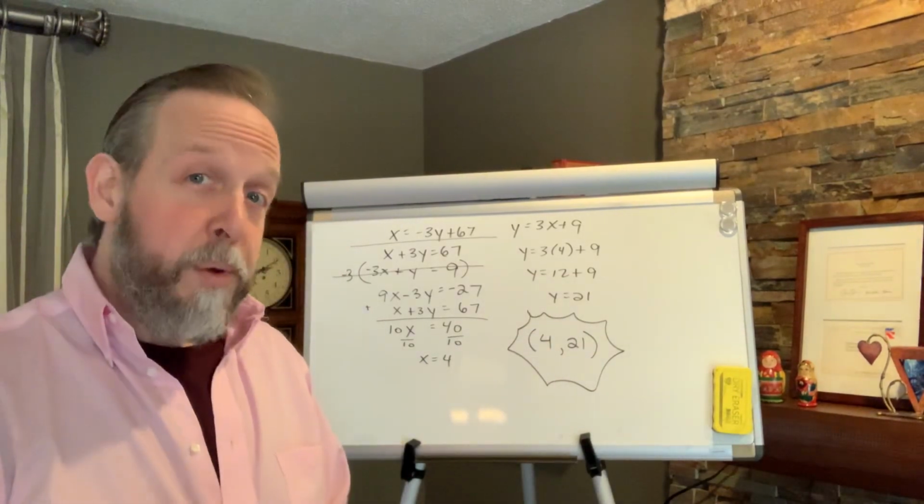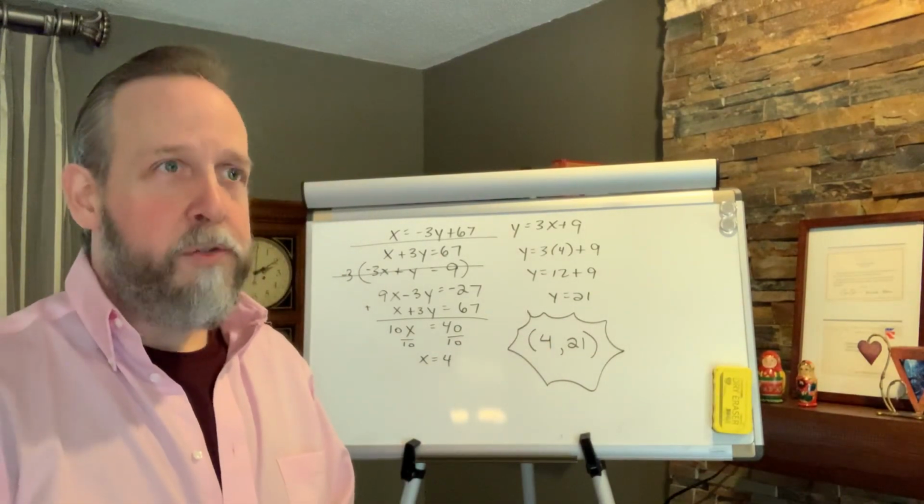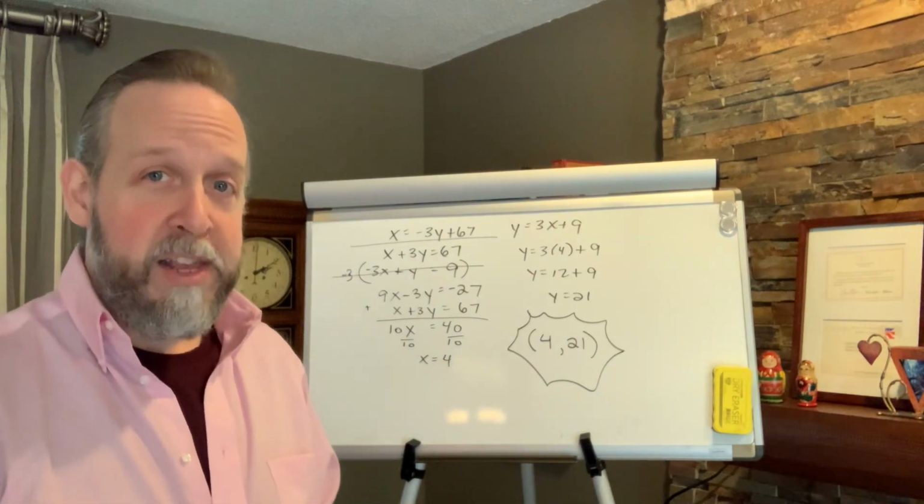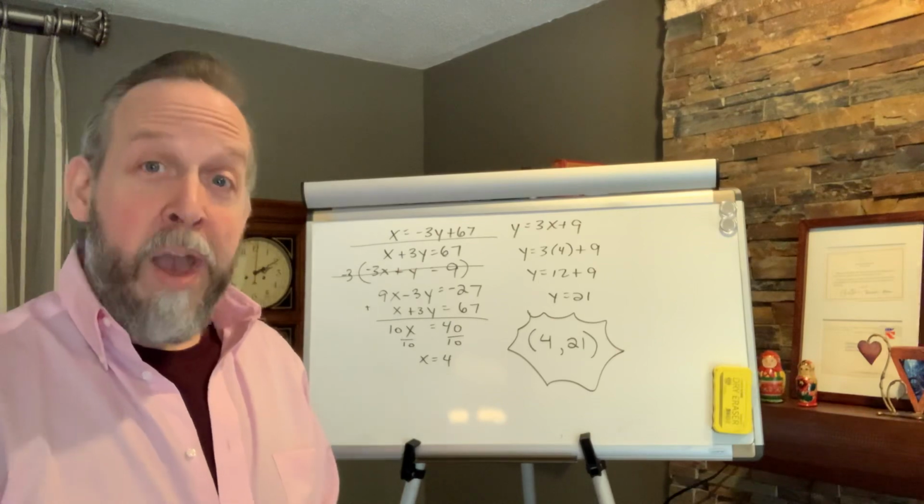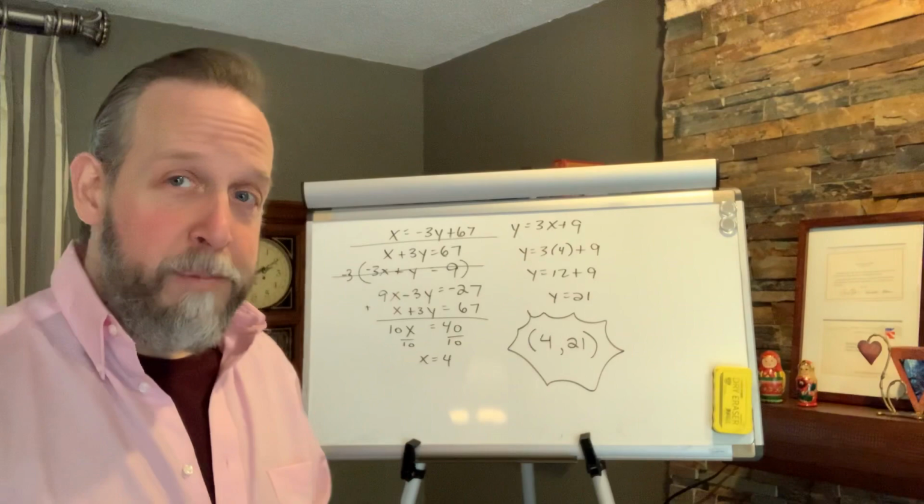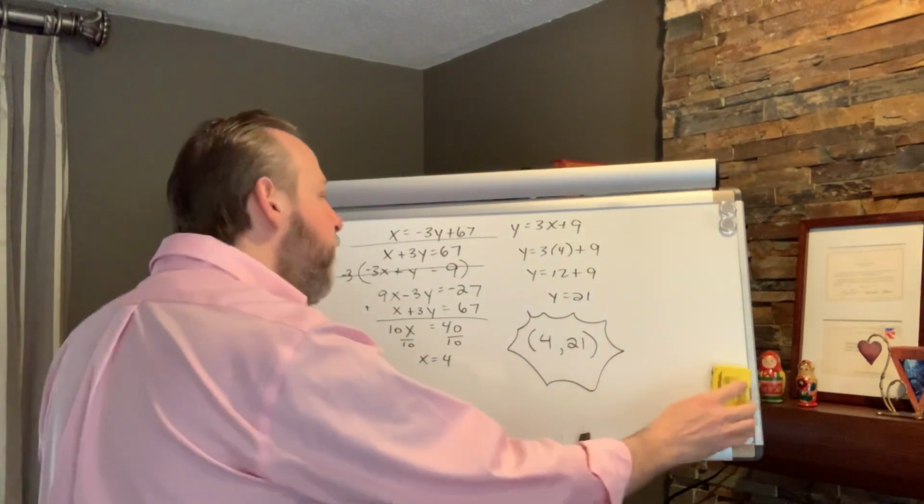Okay. So in that example, we had to do several things. We had to put them both into standard form. We had to stack them. We had to multiply to get opposite variable pairs. We had to do everything. We got the answer. Hopefully we feel confident about that example. Let's move on to the next.